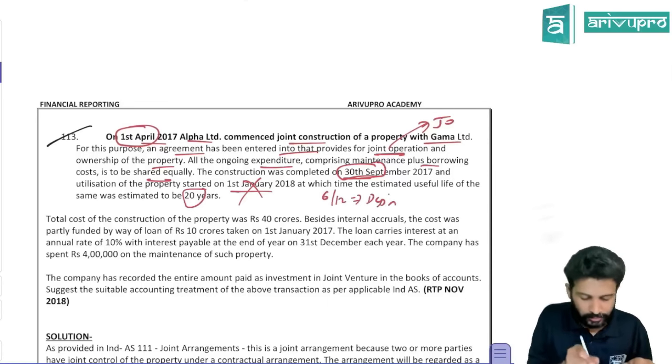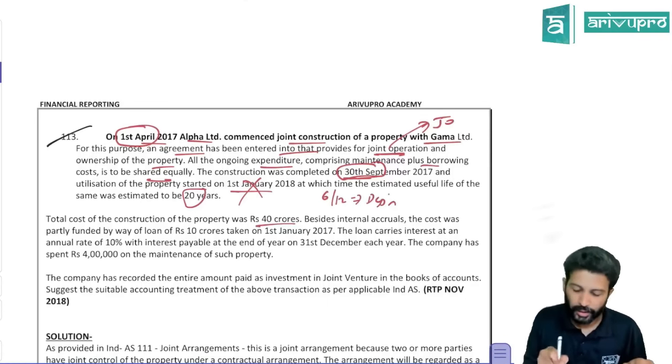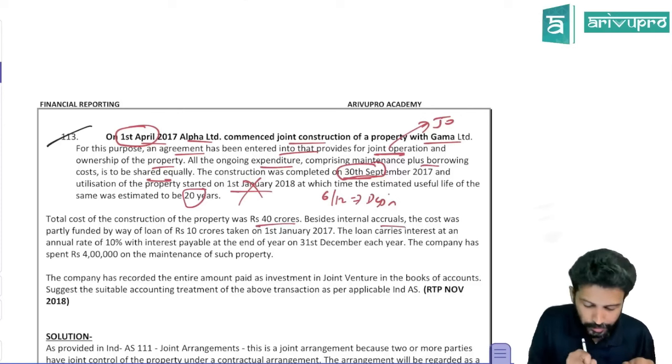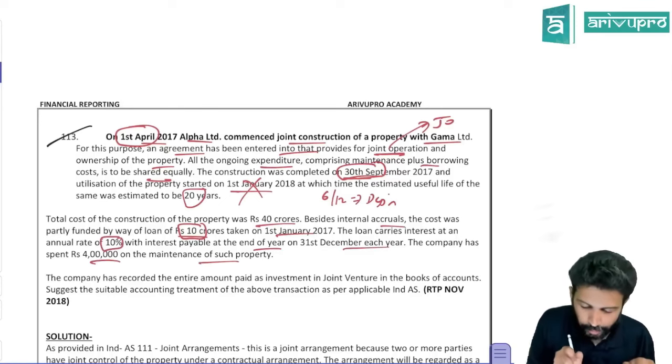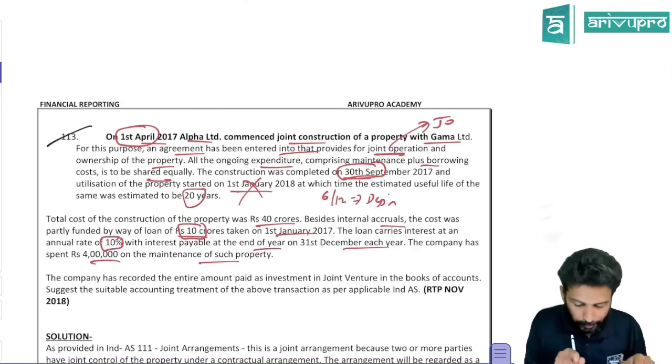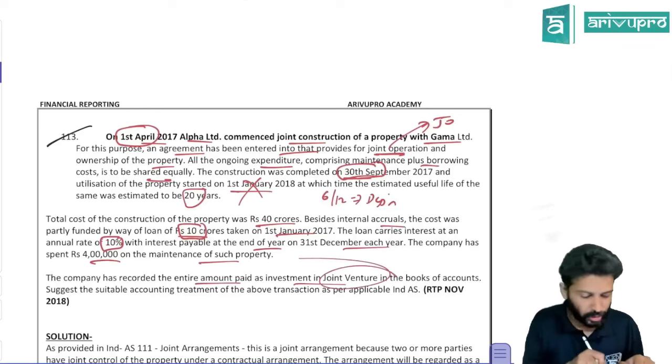Okay. The total cost of construction of the property was 40 crore. Besides internal accrual, the cost was partly funded by a loan of 10 crore rupees on 1st January. The loan carries an interest rate of 10%, which is payable at the end of the year on 31st December each year. The company has spent 4 lakh on maintenance of such property. The company has recorded the entire amount as investment in joint venture.